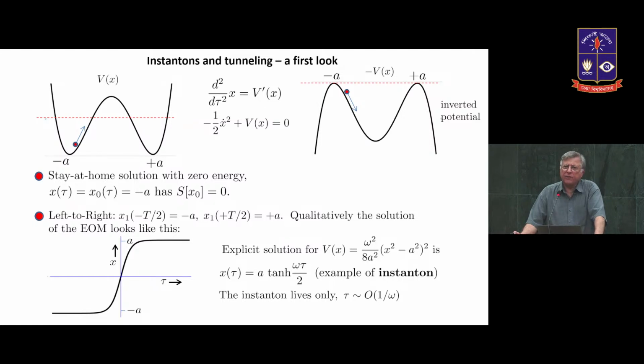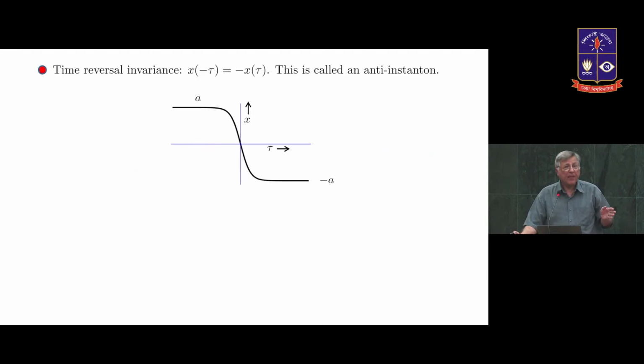Now, if you look at the equations of motion, they're time reversal invariant, so there's also something called the anti-instanton. And this anti-instanton will take you from the peak at plus a back to the peak at minus a. And so you can have bounces from left to right, right to left, left to right, and this can go on indefinitely. And each one of those bounces will give a contribution to the action.